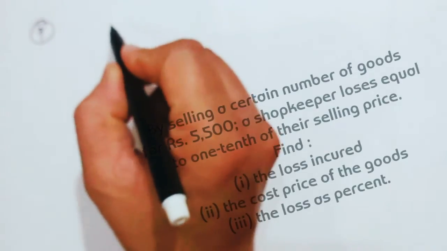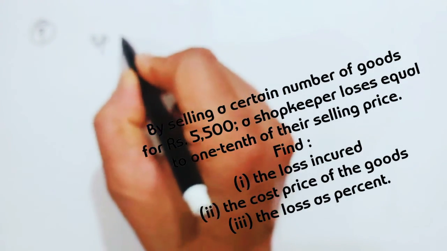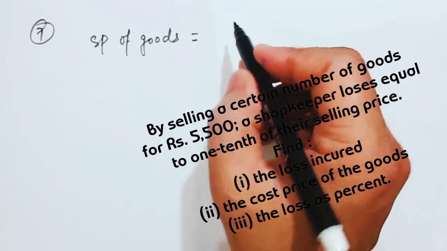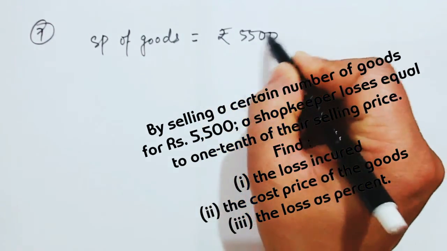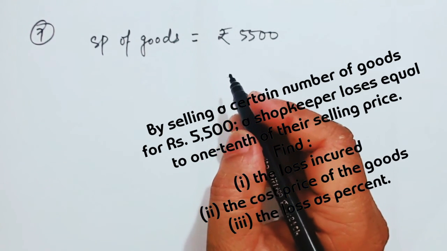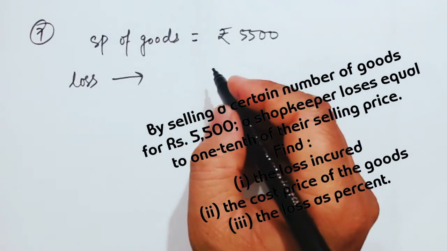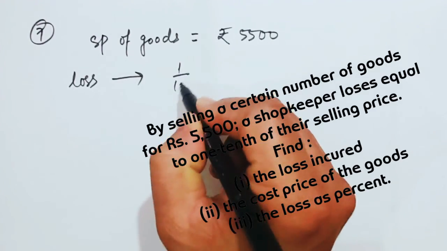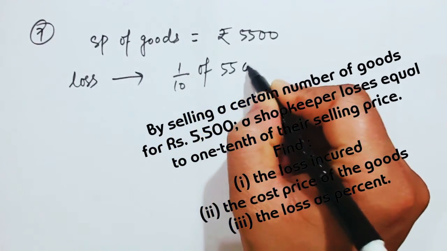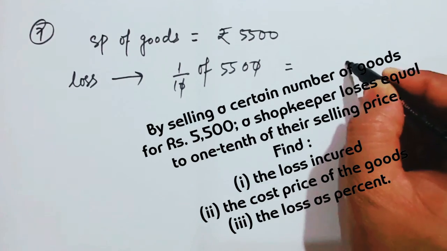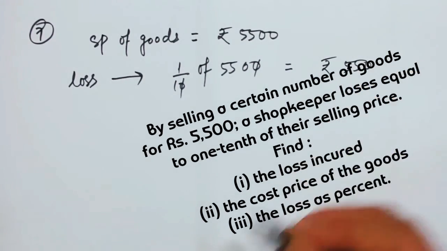Come to number 7. This is the last one, so please stay tuned. By selling a certain number of goods for rupees 5500, so the selling price of the goods is 5500 rupees. A shopkeeper loses, so here loss is there, equal to 1/10 of the selling price. The selling price is already given. This means your loss is 550 rupees.